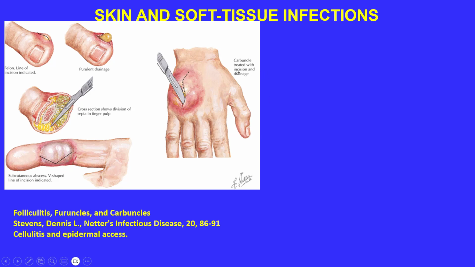Carbuncle treated with the incision and drainage approach. Okay? You can't continue to ignore the fact that you have pus. Pus, of course, is a mixture of dead bacteria cells and dead white blood cells and active white blood cells and bacteria, etc.